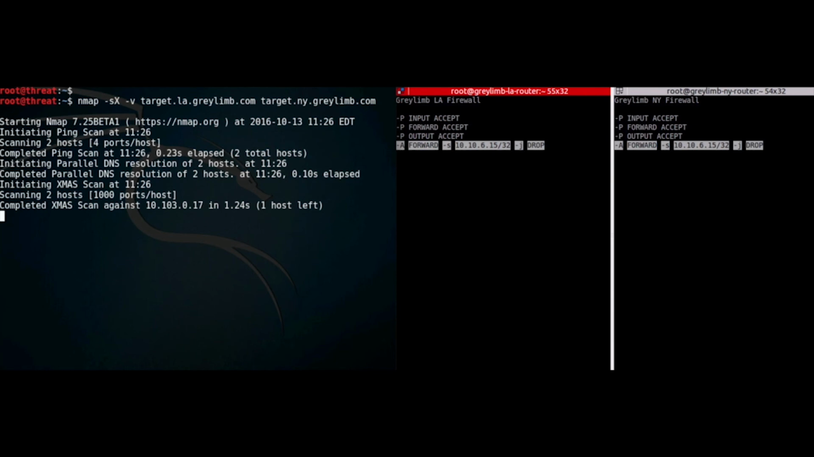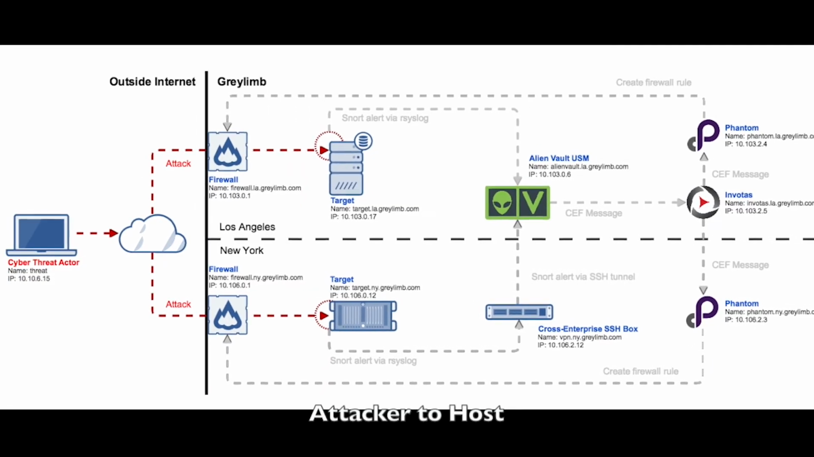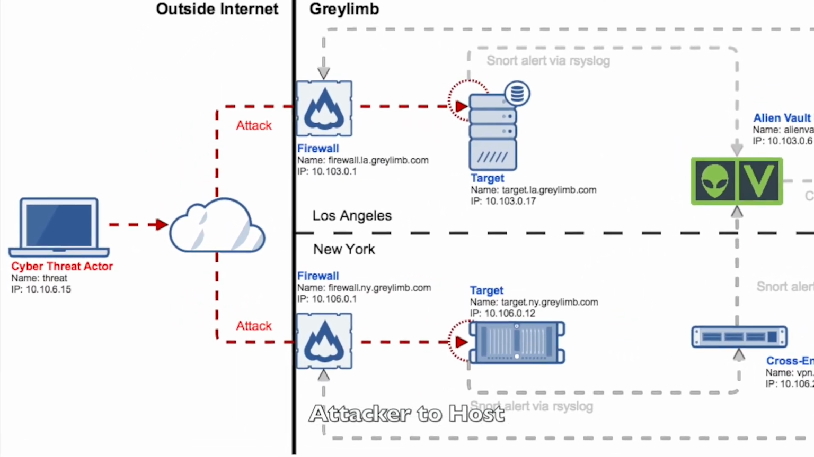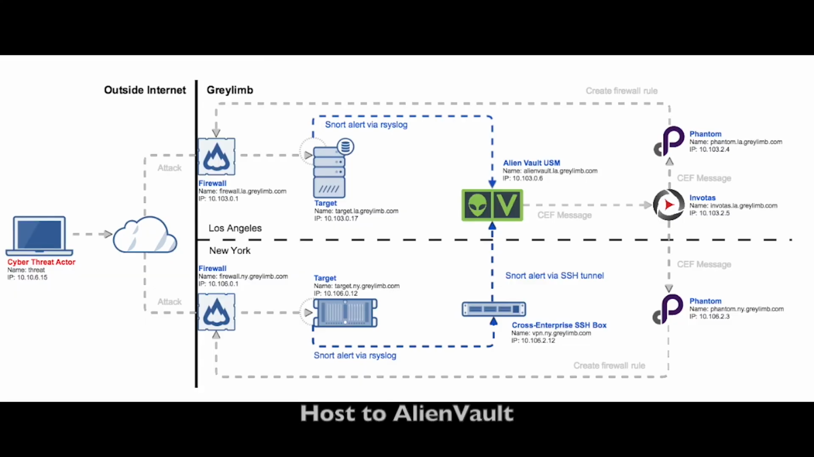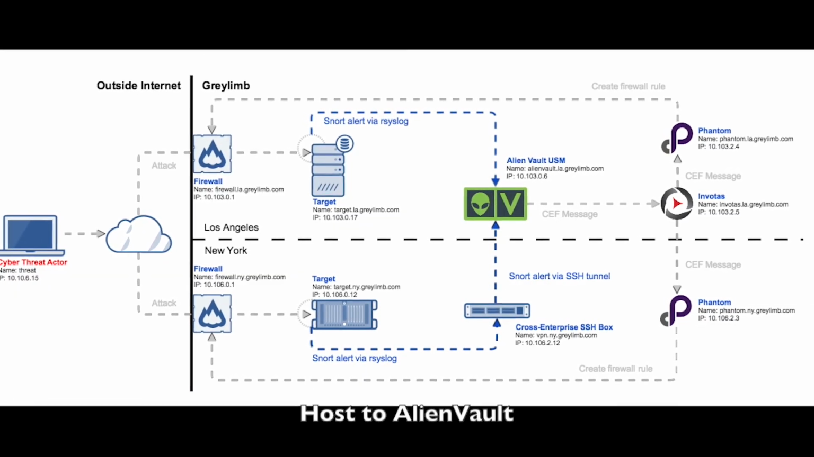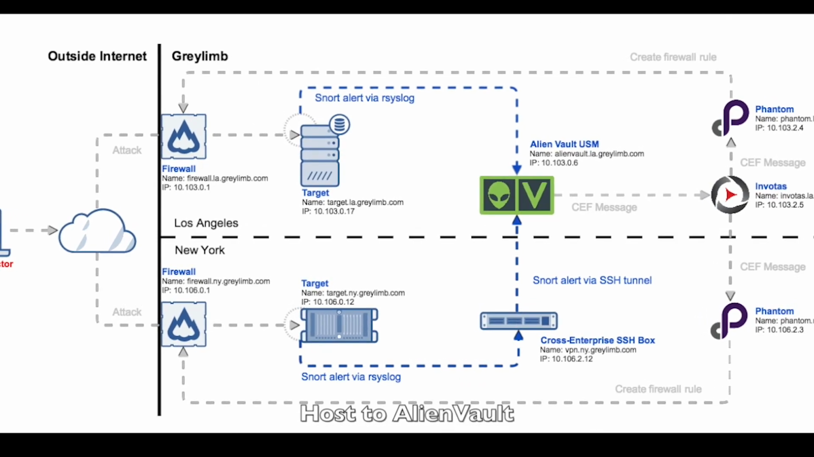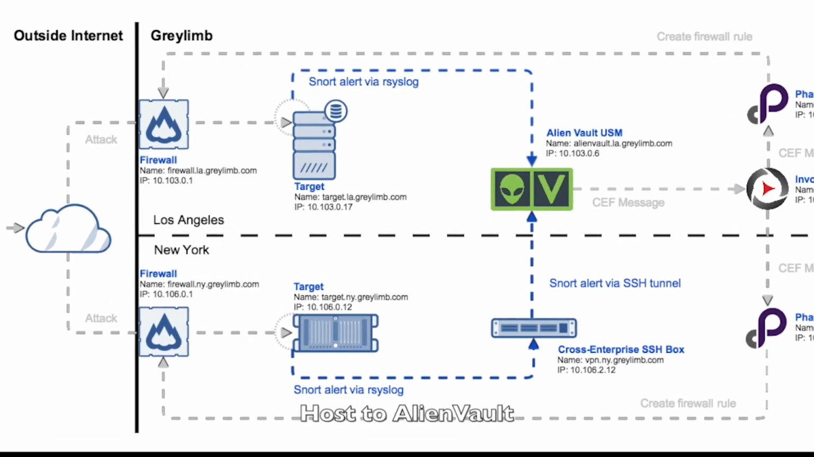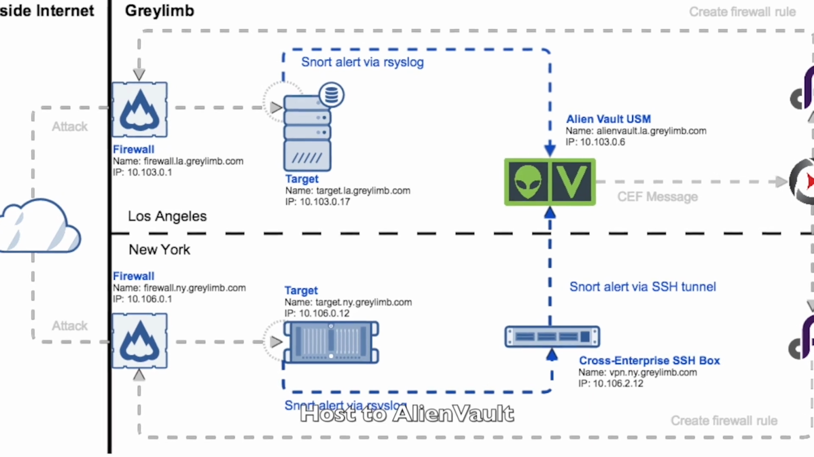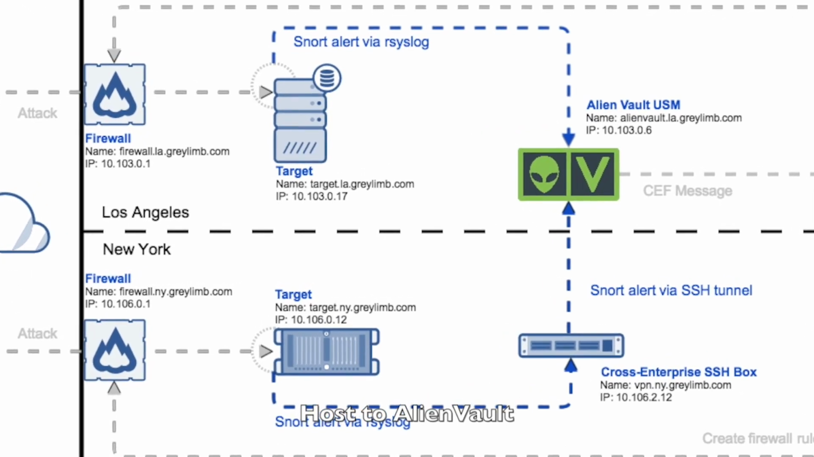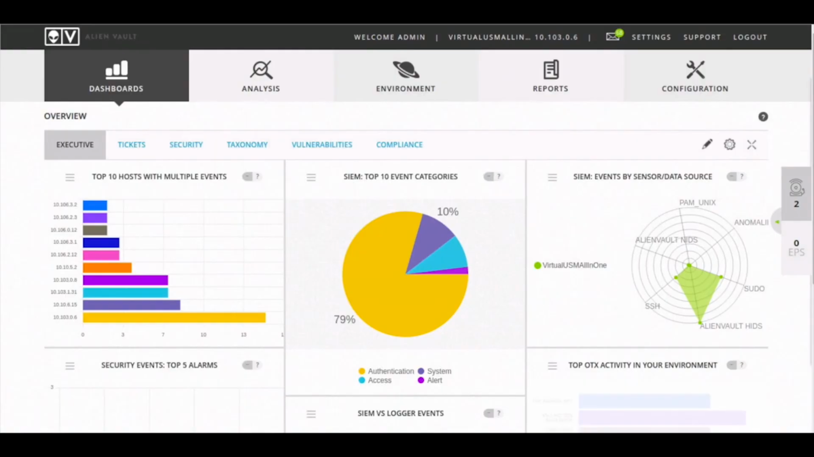Let's walk through the full scenario. The attacker scans the enterprise, targeting hosts in both locations. A Snort intrusion detection system runs on each host. It sees the scans and produces alerts, which are sent to AlienVault. Hosts in Los Angeles send alerts directly to AlienVault, while hosts in New York send alerts through the SSH VPN.